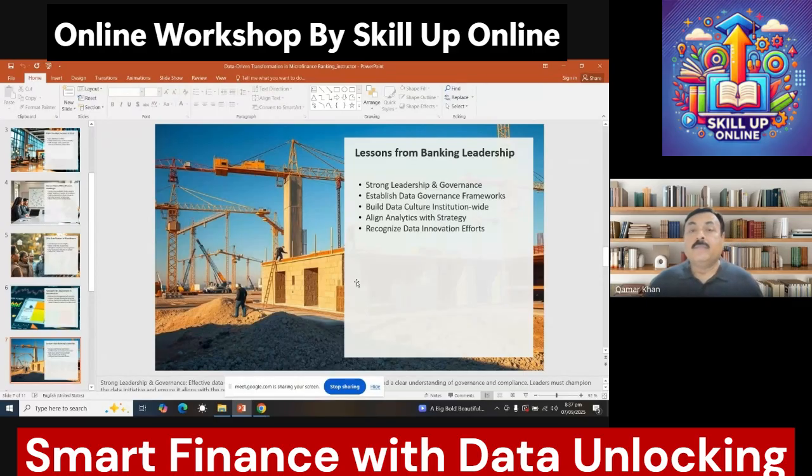The third one is aligning analytics with business growth strategies. The leadership of the microfinance industry, microfinance banks, must focus on this. They must make sure that data analysis initiatives are aligned with the business objectives and growth strategies in their strategy. This alignment drives meaningful outcomes and maximizes impact.